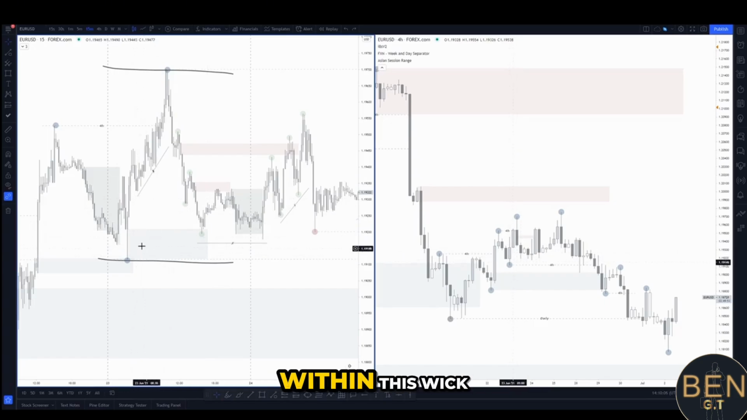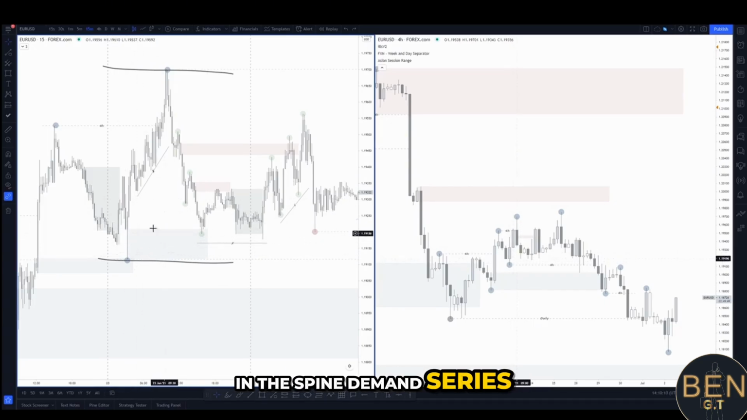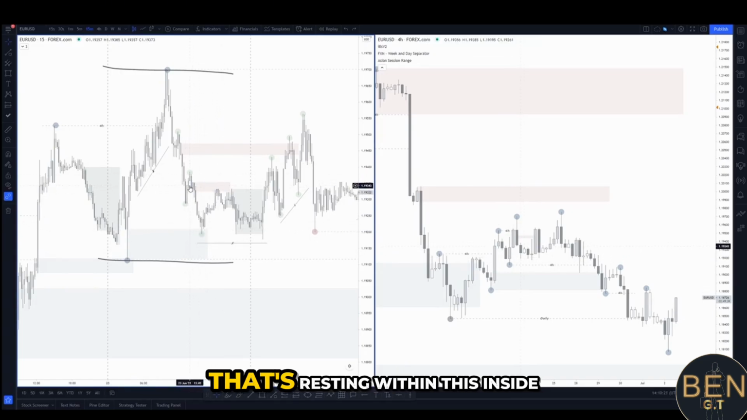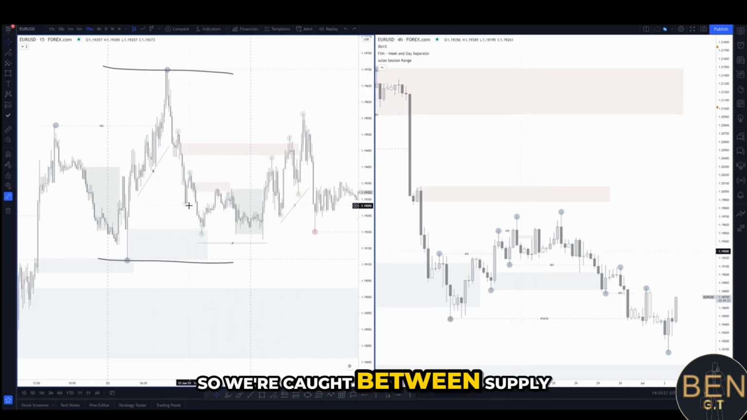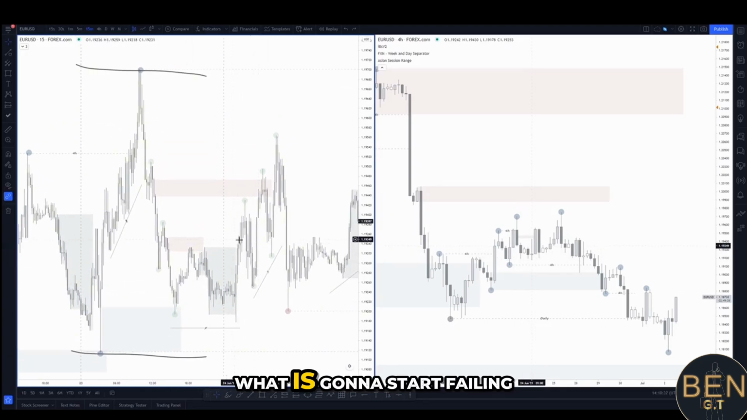So what we can see within this wick, which is a refinement that you'll see in video 4 in the supply and demand series, there is a demand zone resting within this wick. And when price tests into that wick, we get a strong reaction. We have a supply zone resting within this inside bar, again, video number 4. And price respects that as well. So we're caught between supply and demand, and now it's a matter of what is going to hold, what is going to start failing, and what can we start to gain from that?